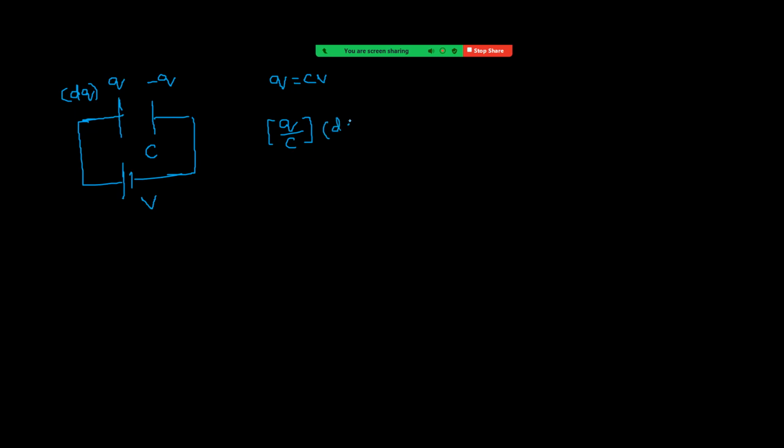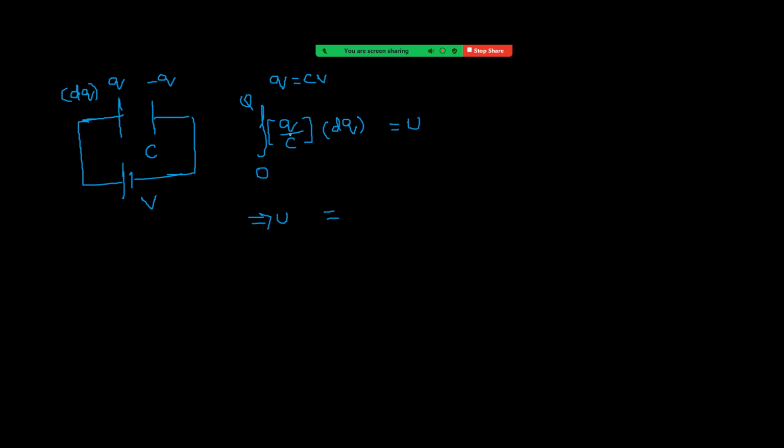How much work is done? See here, the potential difference is Q by C, into charge dq. Let us now calculate this. This is stored in the form of potential energy. See how much? Initially 0, final value, so take it as Q.